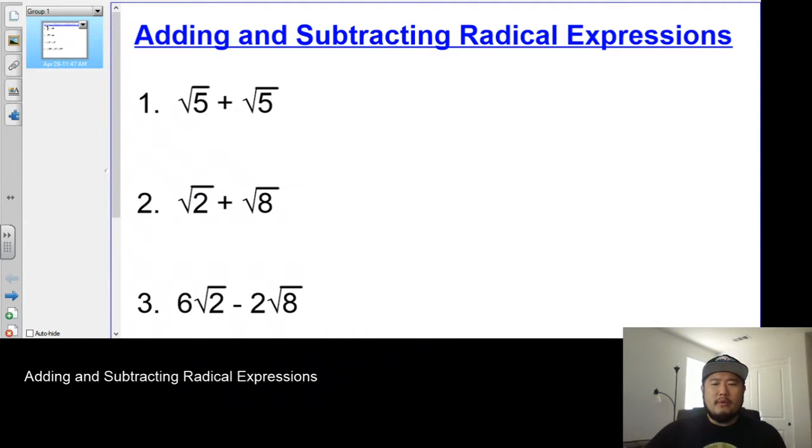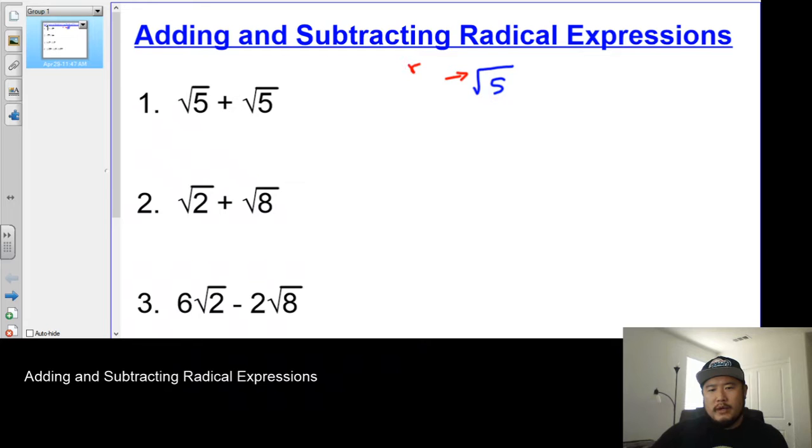Now, when you think about basic algebra, we are able to add and subtract terms if they are like terms. So if I had x plus x, I would be able to add that up and get 2x. The same thing pretty much applies with radicals, except what you need to understand, and let me label things. Let's take a look at the square root of 5.